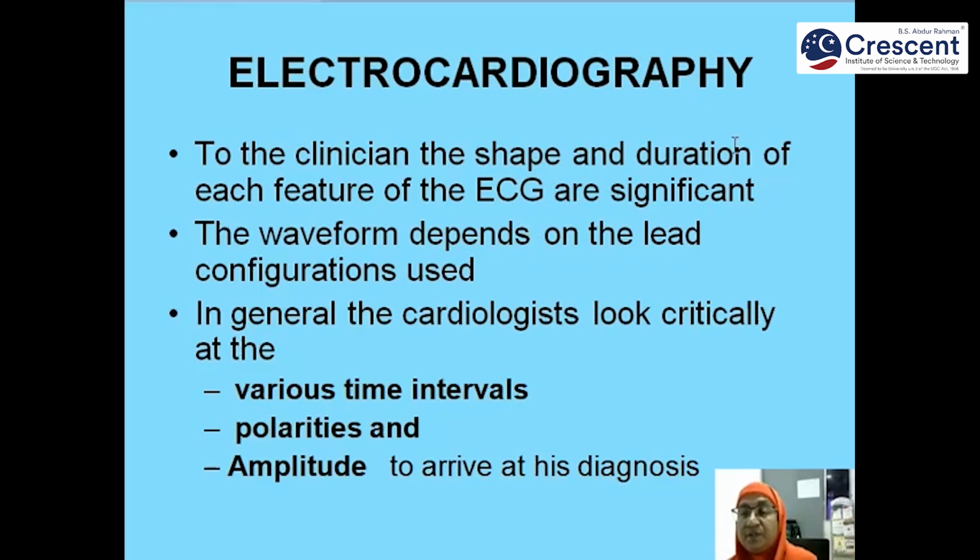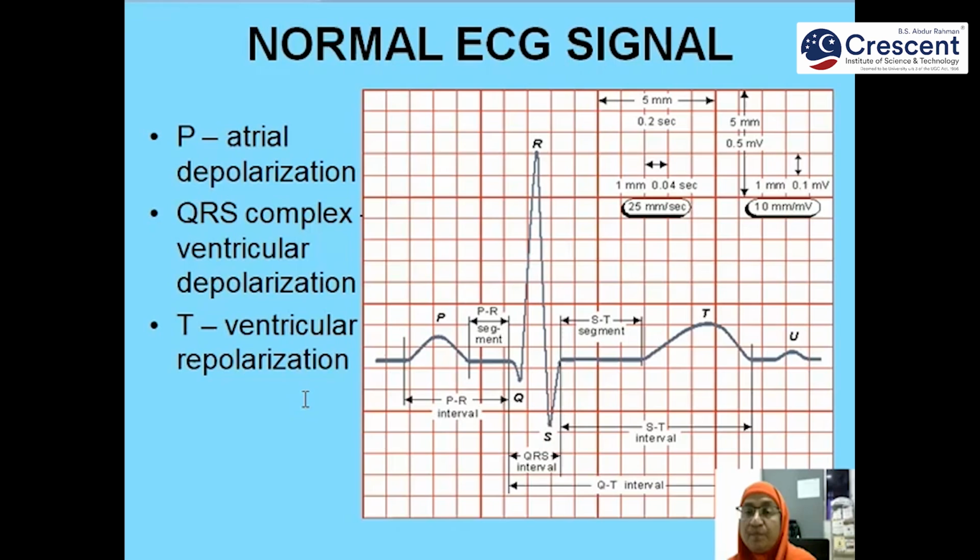The shape and duration are very important for the clinician. The waveform depends upon the lead configurations used. In general, he looks critically at various time intervals, polarities and amplitude. So time interval, polarity and amplitude will be used by him to diagnose whether the ECG is normal or abnormal.